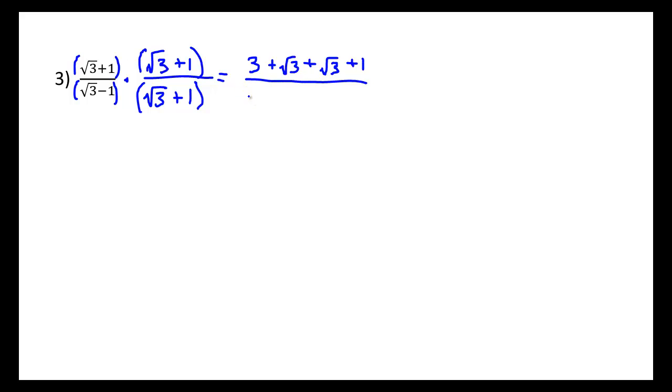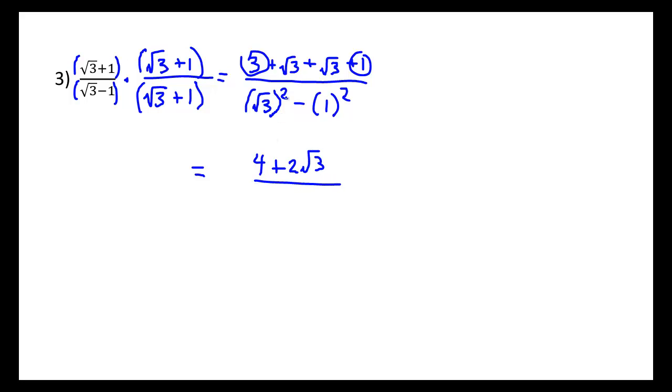Across the bottom, we'll use our trick where we take the a, or first term of the denominator, and square it, minus b, or the second term, and square it. If we simplify the numerator, the 3 plus the 1 will turn into 4, and then we have plus 2 square root of 3, all over the square root of 3 squared, which would be 3, minus 1 squared, which is 1, for a final result of 4 plus 2 square root of 3 over 2.